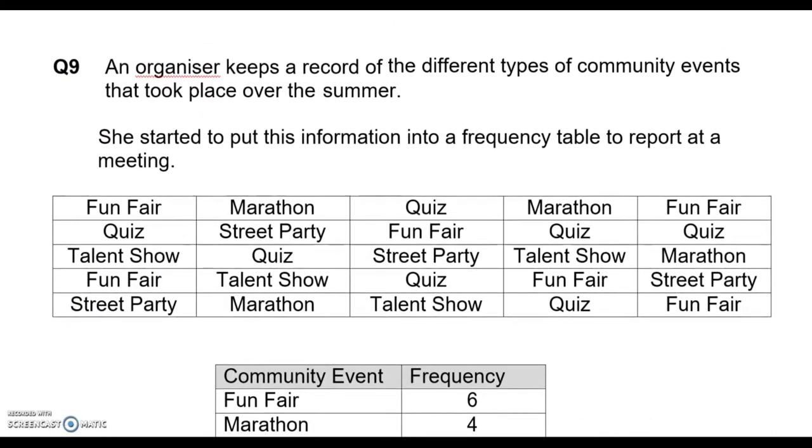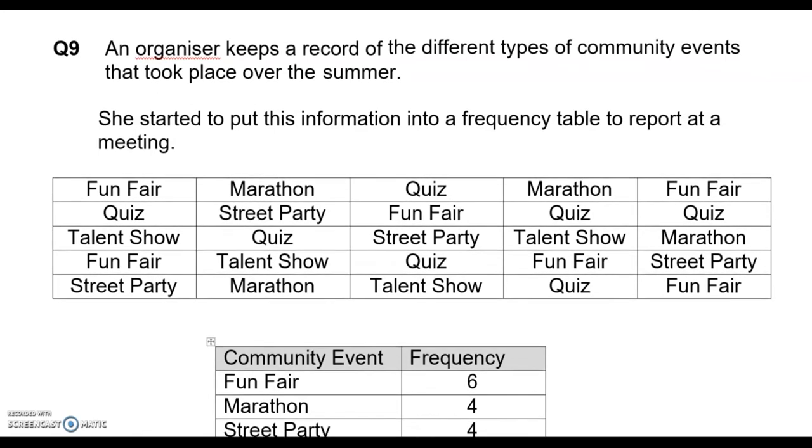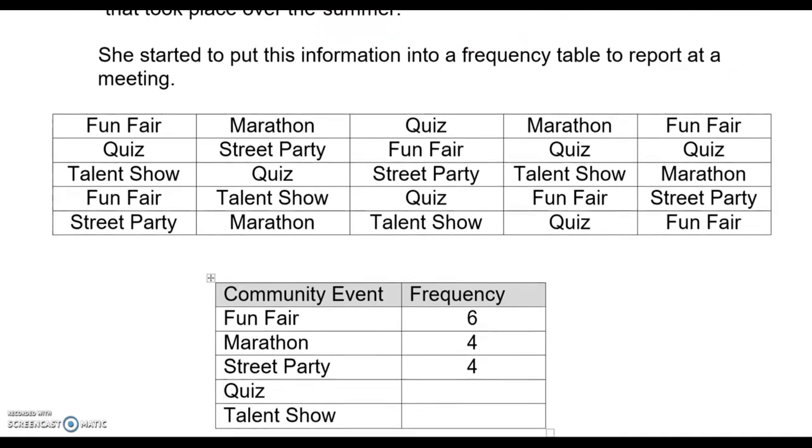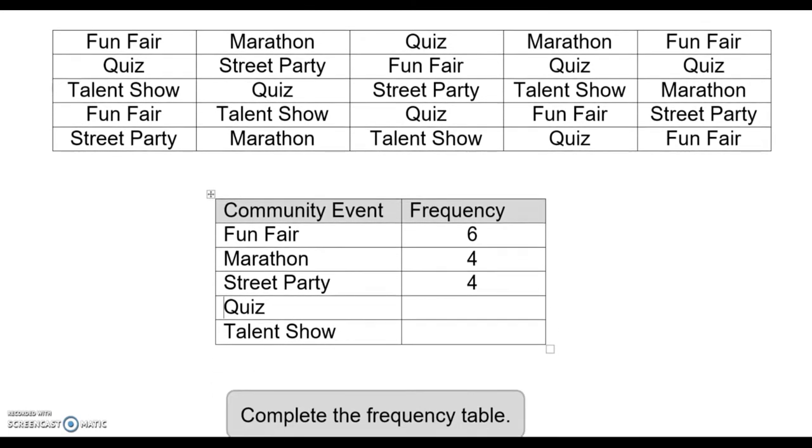Question 9. An organizer keeps a record of the different types of community events that took place over the summer. She started to put this information into a frequency table to report at the meeting. So we've got the different types, and we've got underneath that a frequency table which we need to complete. So fun fair has been completed, marathon, street party, we're looking at quiz and talent show.